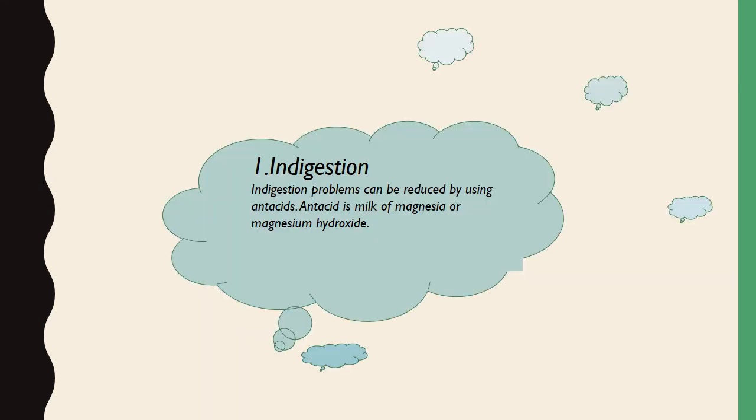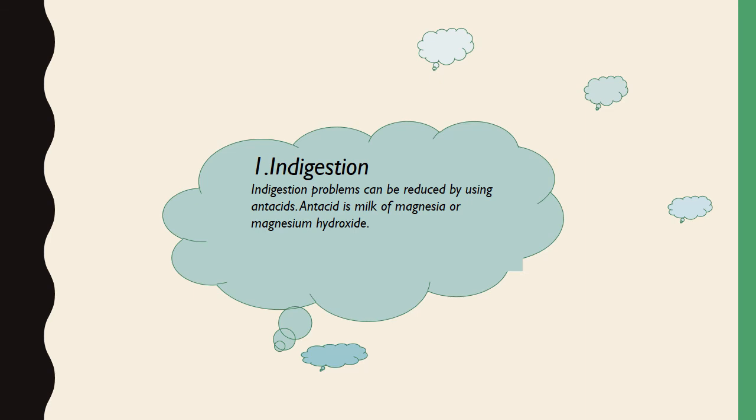So indigestion problems, we all may be facing. The reason is the excess production of HCl acid in the stomach. We all know our stomach has hydrochloric acid. So excess production or digestion problem causes stomach ache. These indigestion problems can be reduced by using antacids. In the markets you can get antacids.